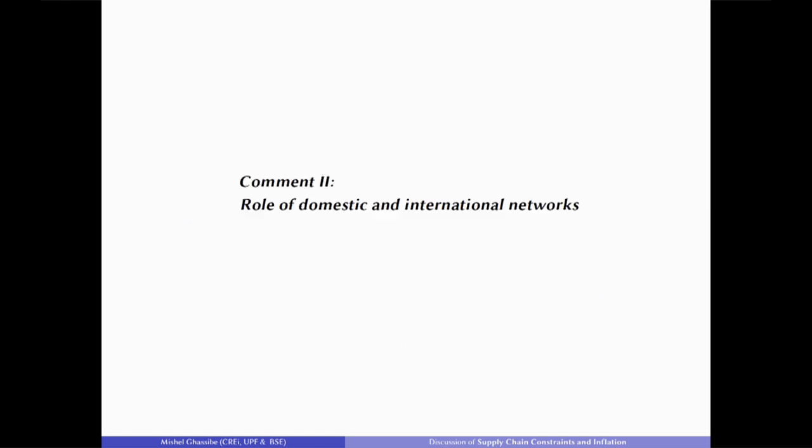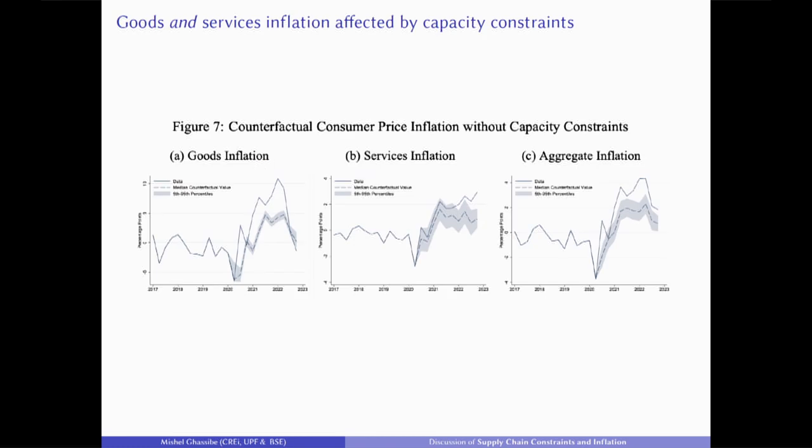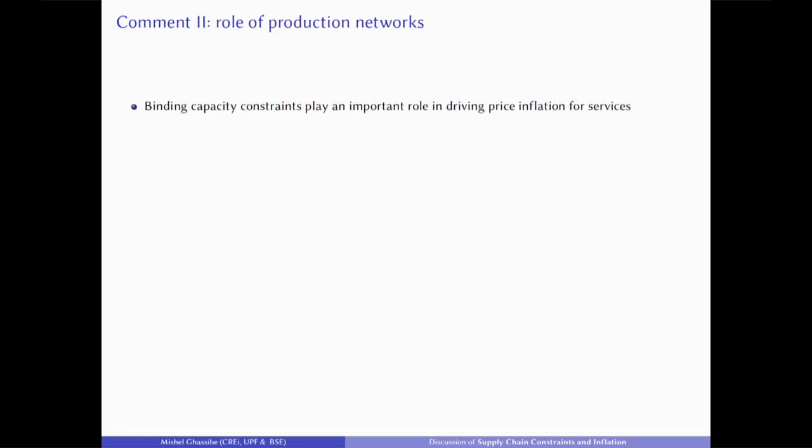My second comment is the role of domestic and international production networks. Just to come back to this figure, we've seen that both goods and services inflation would have been lower in the absence of capacity constraints. For goods, this story is very intuitive. We know exactly why that happened. That's just a direct effect from the capacity constraints. For services inflation, the idea is that services buy inputs from the goods sectors, either domestically or internationally, which makes the capacity constraint-based inflation propagate to their marginal cost, ultimately forcing them to raise their prices too.